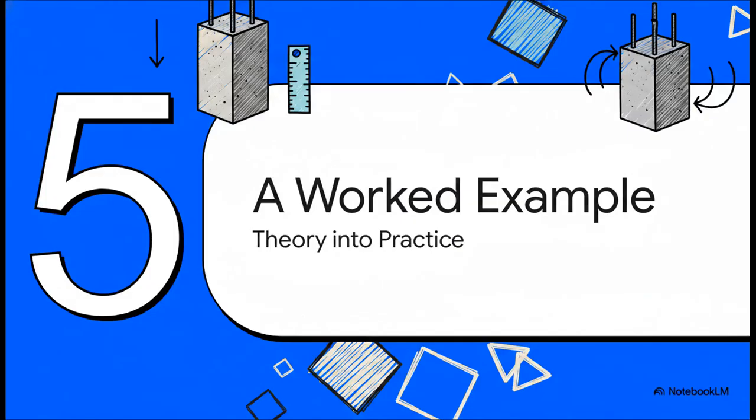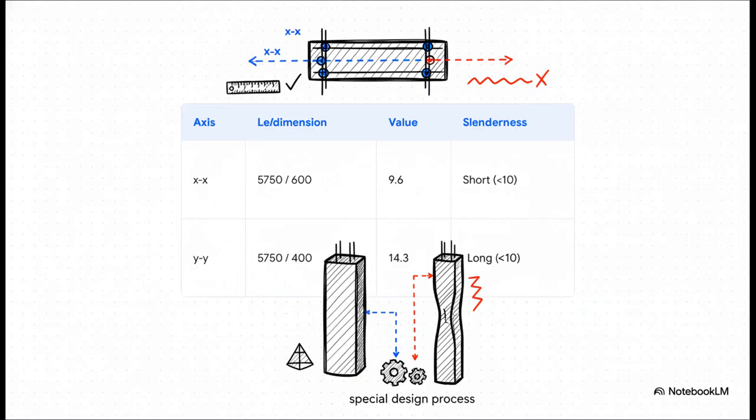All right, enough theory. Talk is cheap, right? Let's get our hands dirty and see how all of these steps come together in a practical, real-world calculation for an unbraced column. First up, we check our slenderness ratios. Now for an unbraced column, remember our limit is 10. And what do we see? About the strong XX axis, the ratio is 9.6. That's less than 10, so it's short in that direction. But look at the weaker YY axis. The ratio is 14.3. And boom, that's over our limit. So it's official. This is a slender column, and we have to do the full design procedure.